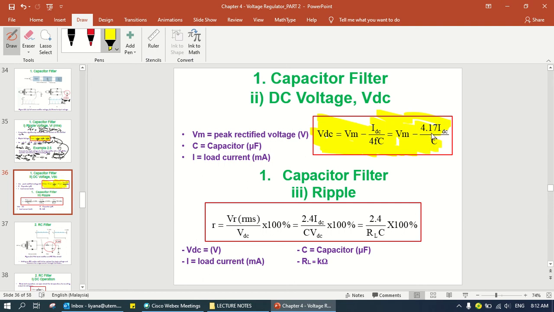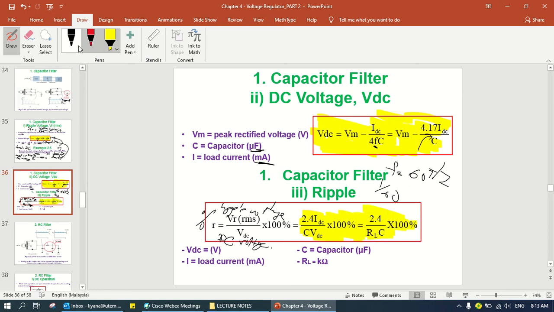Why 4.17? Because your frequency here is 60 Hz, so you divide 1 over 60 to get this. Also, C in microfarad and load current in milliampere. Then you can calculate the percentage of the ripple voltage: VR RMS, the ripple voltage, over the direct DC voltage, from the previous formulas number 1 and 2. You can also calculate it directly using these two formulas. Don't worry about the formula, I think it will be given. I will check later.